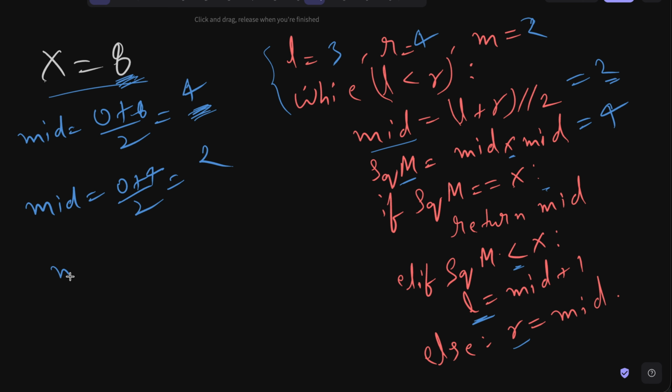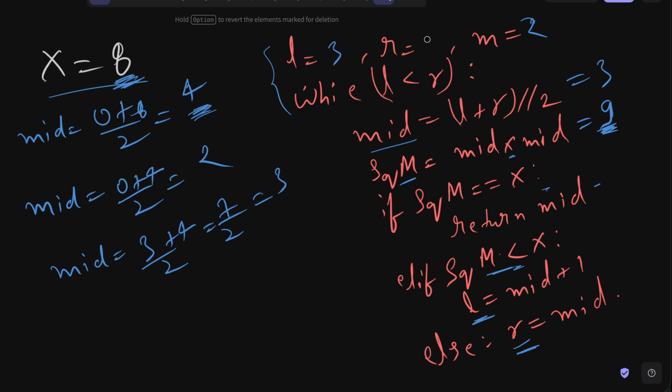Now let's try to calculate mid again. So mid will now be 3 plus 4 divided by 2, which is 7 divided by 2, which equals 3. The integer division will result in 3. And the square is now 3 into 3, which equals 9. Now we can check, is this square equal to 8? It is not equal to 8, so we are not going to return mid. Is this 9 less than x? It is not less than x, so we are not going to shift the L pointer. Is it greater than x? Yes, it is greater than x, so we will shift the right pointer to mid.